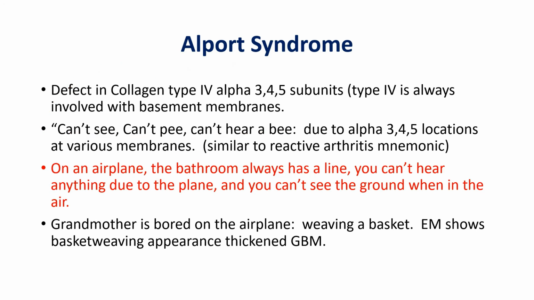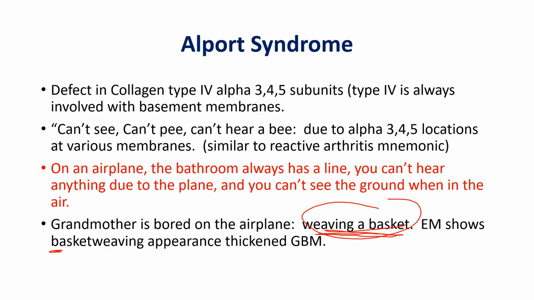Now, the last one. There is something on electron microscopy that is a certain pattern. First of all, you have a thickened glomerular basement membrane in this disease, but that happens in a lot of nephritic and nephrotic syndromes. But it has this particular pattern, and it's described in word form a lot as a basket weaving appearance. So I think of this. A grandmother is flying on an airplane and she's bored and she's weaving a little basket. I think of a cute little grandmother with white hair and she's weaving a basket, and that kind of helps me remember, okay, she's super bored, it's a long flight, so we have a basket weaving appearance on electron microscopy.